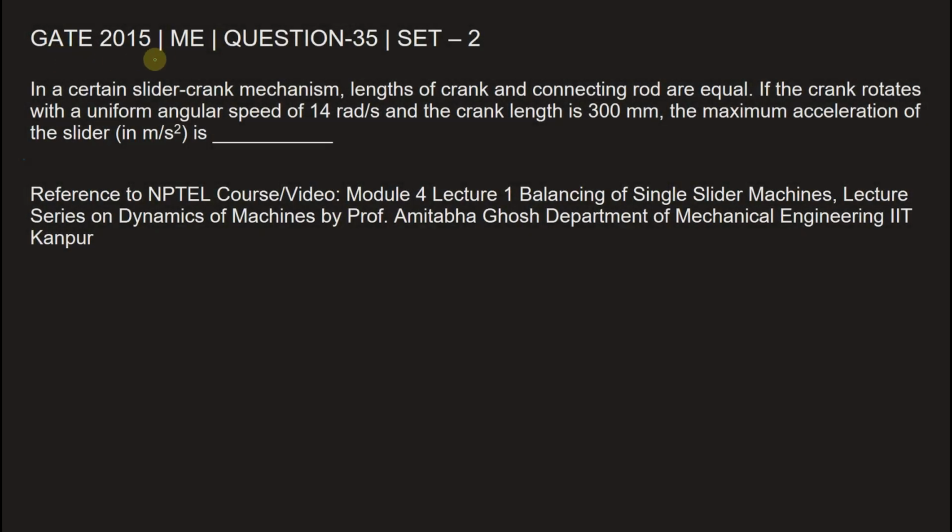This question is from GATE 2015 Mechanical Engineering paper, set 2, question number 35. In a certain slider crank mechanism, lengths of crank and connecting rod are equal. If the crank rotates with a uniform angular speed of 14 radians per second and the crank length is 300 millimeters, the maximum acceleration of the slider in meter per second square is dash.